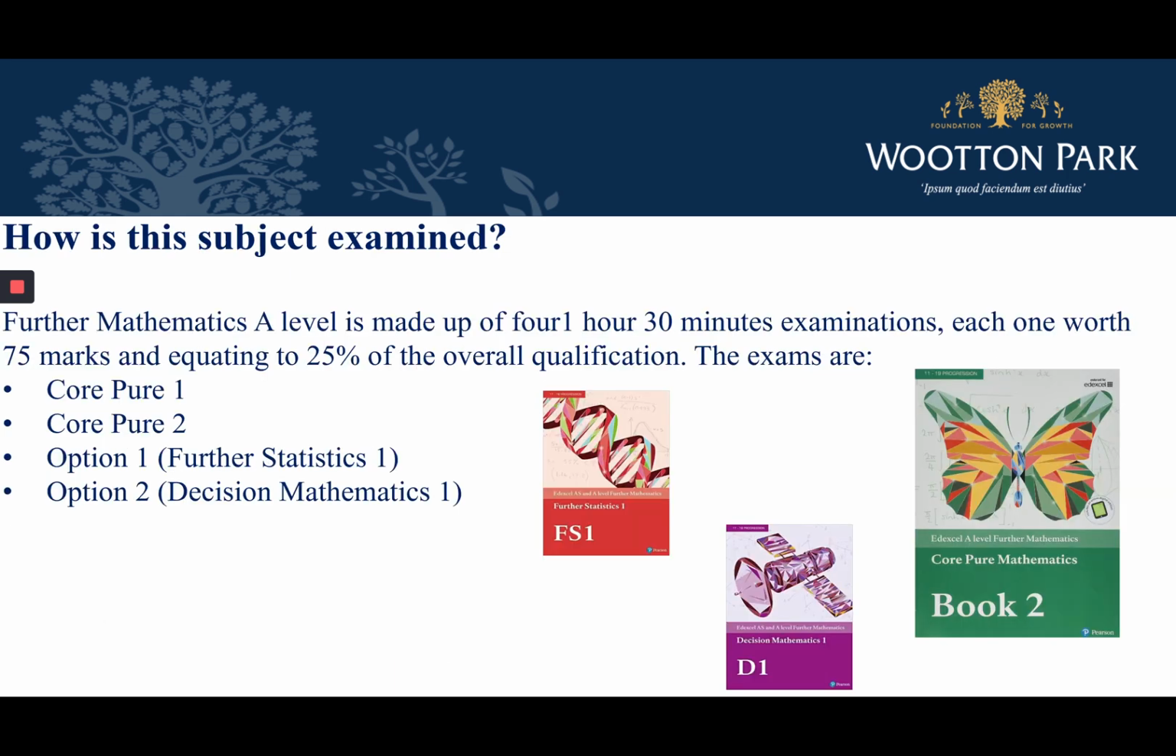So how is the subject examined? The further mathematics A-level is made up of four 1.5-hour examinations. Each one is 75 marks and is equally weighted at 25% each. The exams are Core Pure 1 and Core Pure 2. That's when you do your further pure maths, where you look at polar coordinates and complex numbers, hyperbolic functions, and differential equations. And they can be in either Core Pure 1 or Core Pure 2.